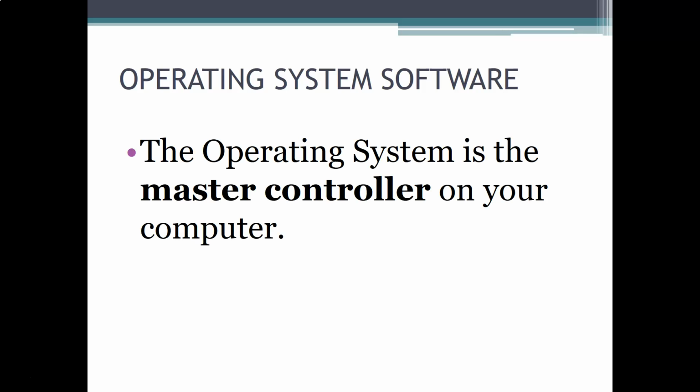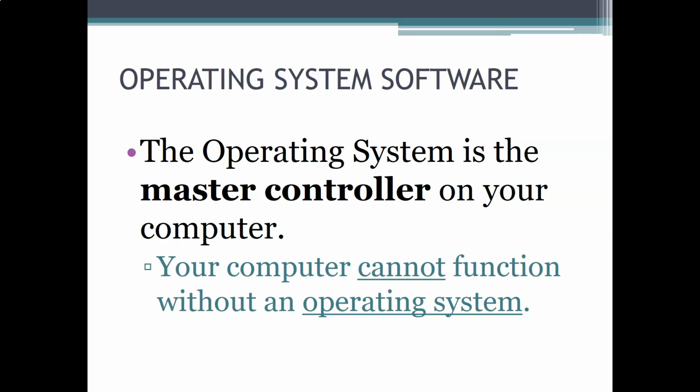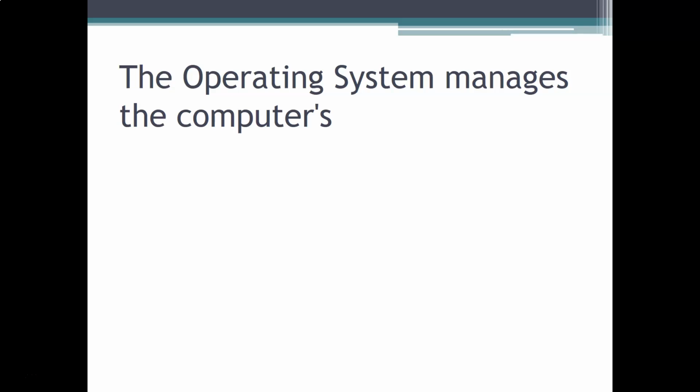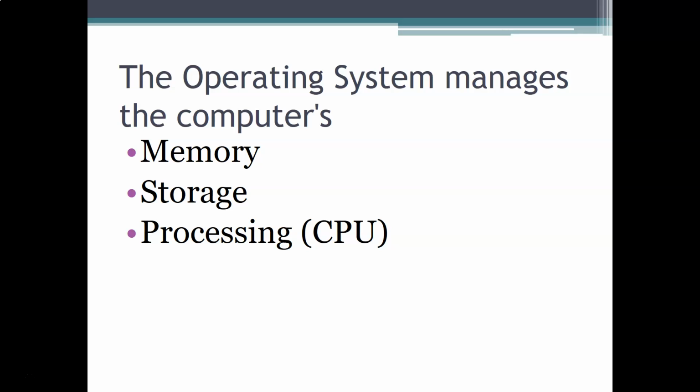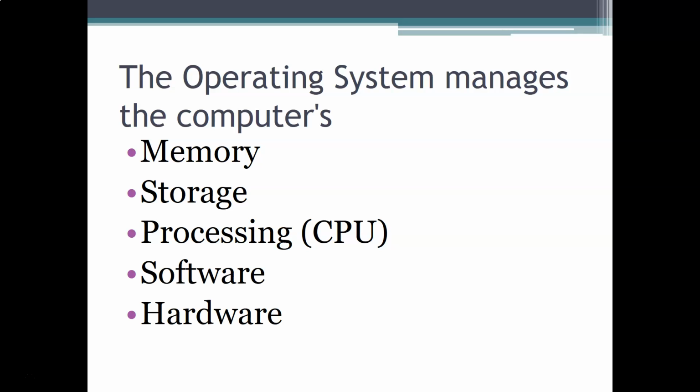Then you have operating system software. And so this is the master controller on your computer. Again, you can't have a computer without the operating system, okay? So you don't have a Windows computer without the Windows software. You don't have a Mac without the Mac software. And when we talk about the operating system, it's going to manage the memory, storage, how it processes things, software and hardware, okay? So the operating system literally makes everything run, and without it, you can't do anything.